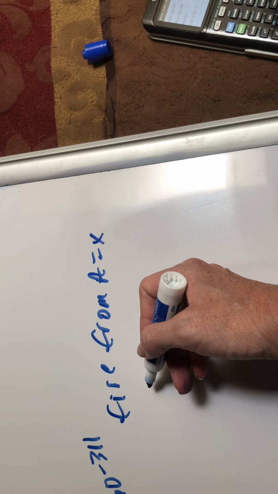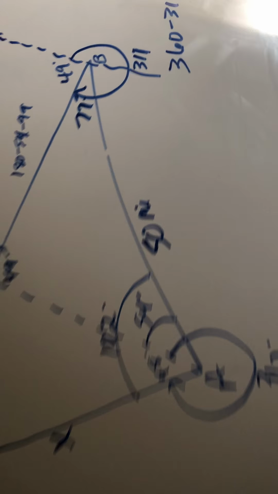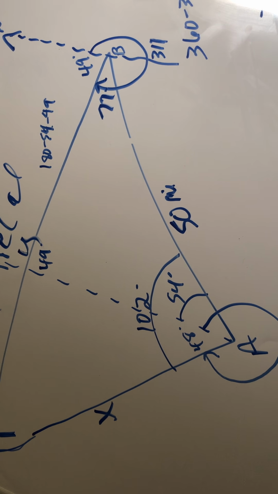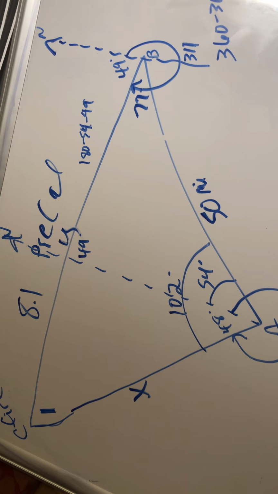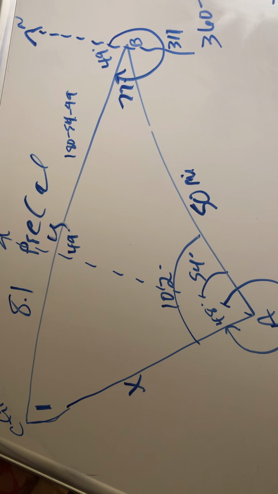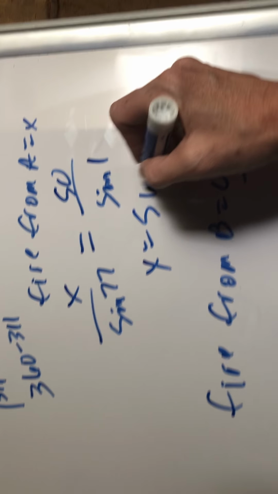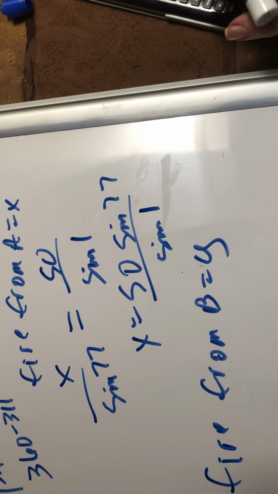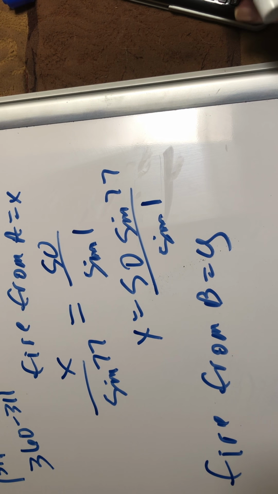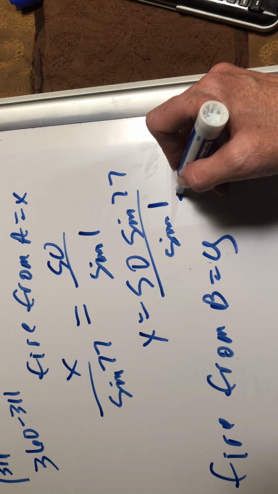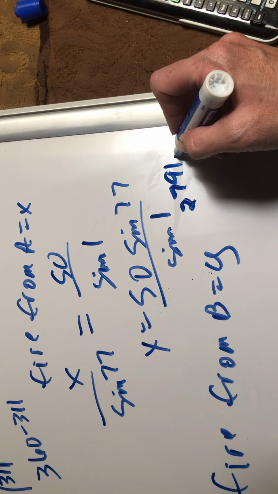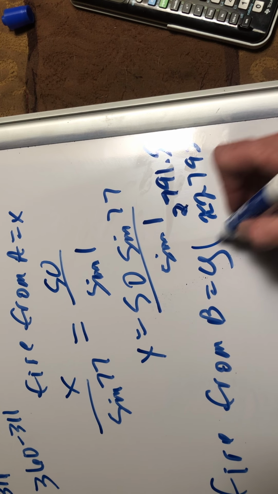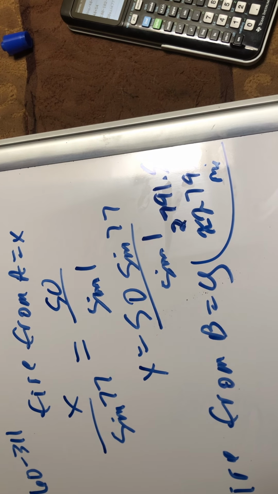Okay, so I'm going to find X first, actually. So looking at my triangle, X goes over sine 77, because X and 77 are across from each other. And then 50 over sine 1, because those are across from each other. So then one move needs to be made. The sine 77 needs to move over sine of 1. So then 50 sine 77, close parentheses, divided by sine 1, gives me 2,791.5, which would be 2,792, rounded to the nearest whole, and it's in miles.